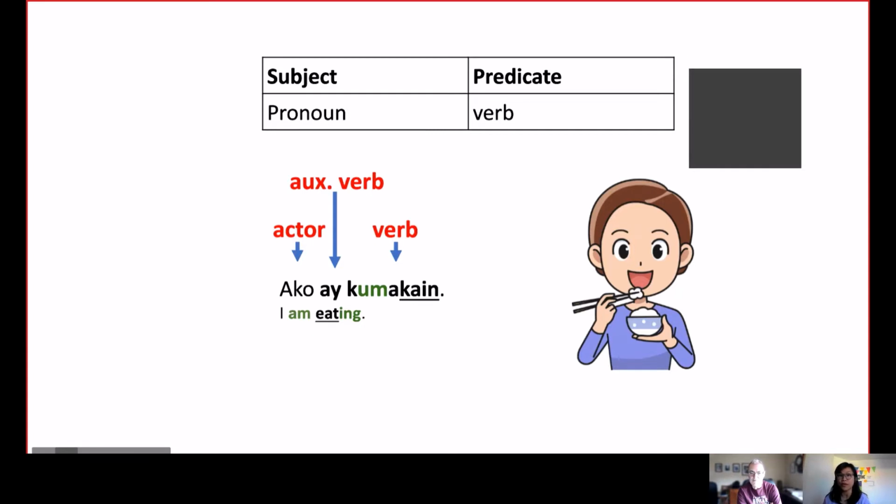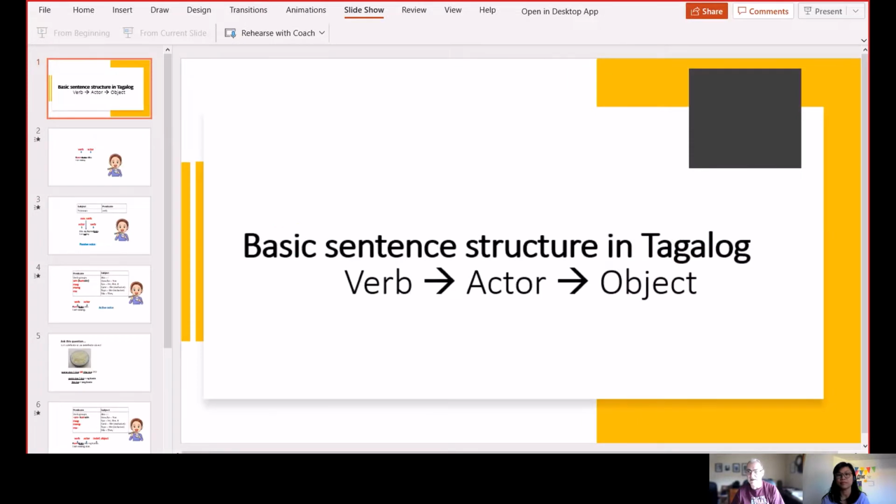But the problem with this one is that this is not the way we talk. But it's important for you to know this because this is how the formal structure looks, and you will see this on TV or in books. So kumakain ako and ako ay kumakain are the same thing. They're both correct. But normal people speaking Tagalog would normally say kumakain ako.